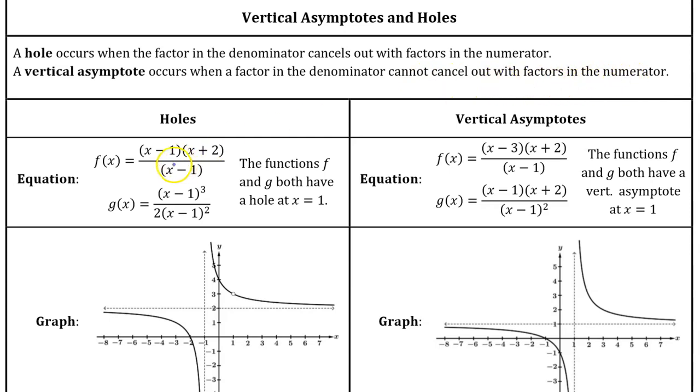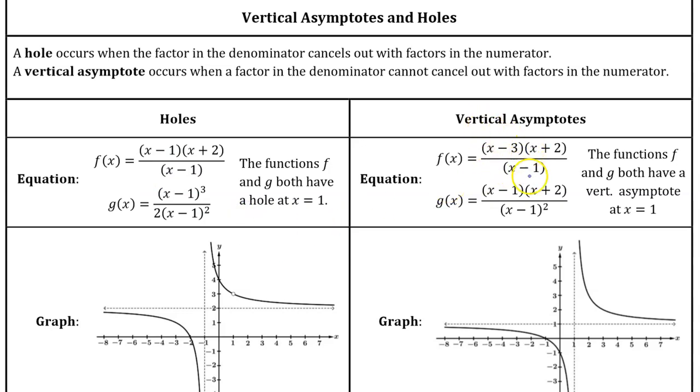Look at this example. f(x) will have a hole at x equals 1 because the factor in the denominator cancels out with the factor in the numerator. We will also have a hole in g(x), still at x equals 1. Even though we have two factors of x minus 1, they will both be canceled out with the factors in the numerator. There'll be one factor of x minus 1 left over in the numerator, but that doesn't matter. All of the denominator factors canceled out, so that's going to be a hole.